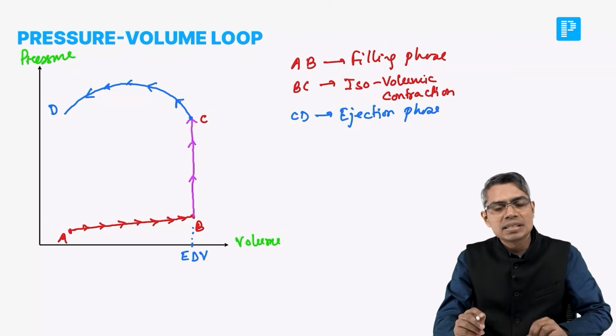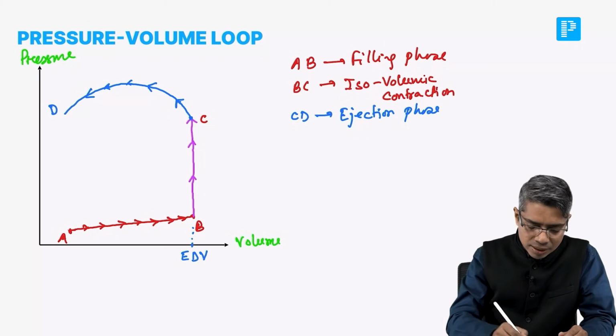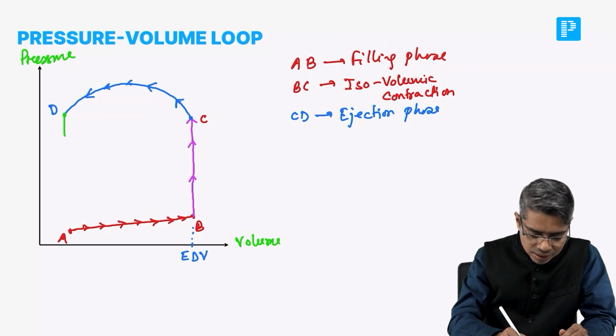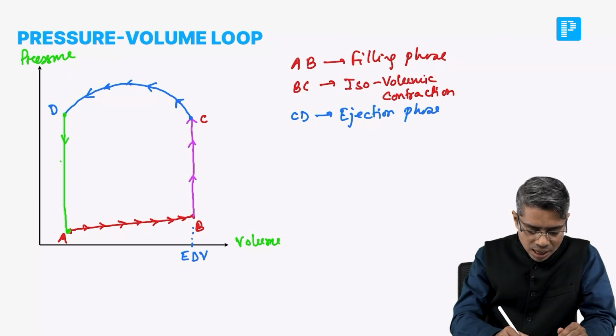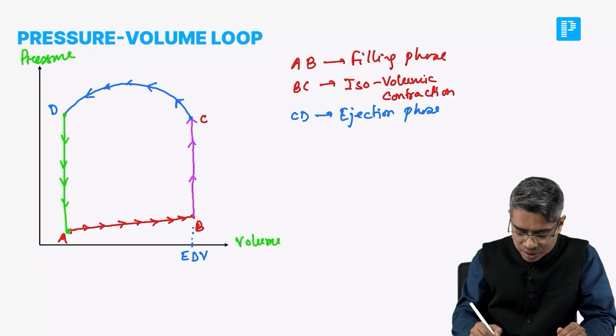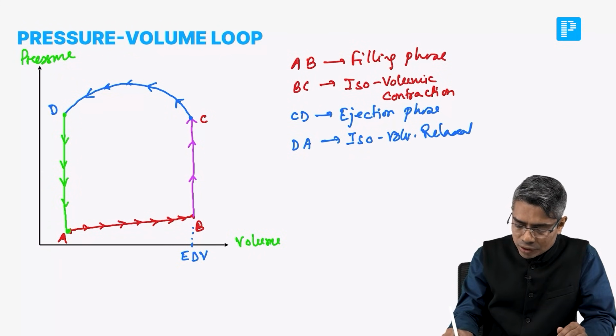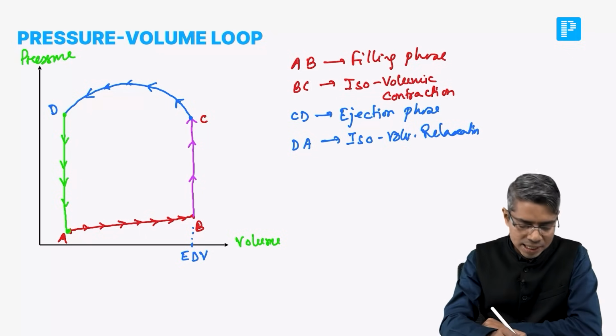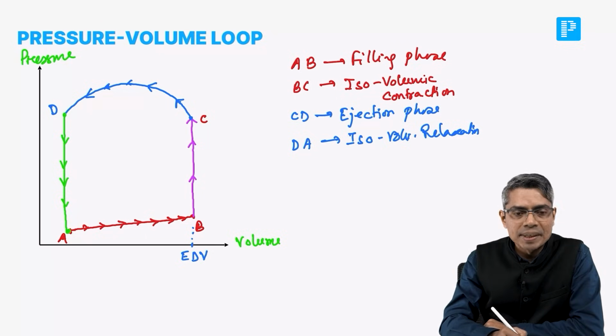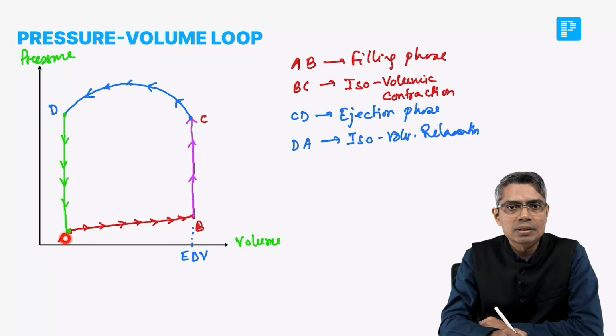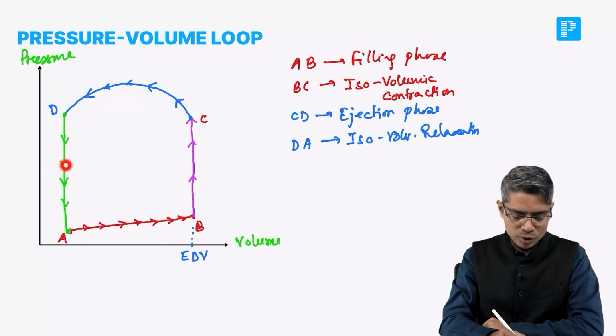Now at the end of the ejection, when the ejection is done, the ventricle will go for relaxation. The first phase of relaxation, or diastole, is known as the isovolumic relaxation. So from D to A, this phase is known as the isovolumic relaxation phase. Why is this isovolumic relaxation? If you look here, the volume is remaining the same, but the pressure is decreasing to a very low level. That is because of the relaxation of the ventricle, and the volume is remaining the same.